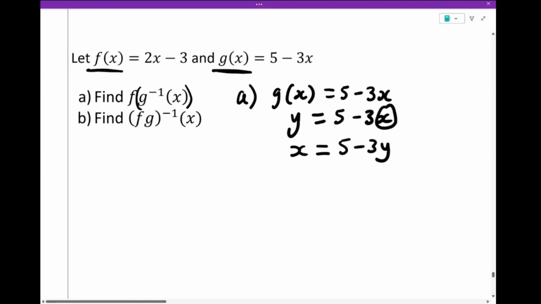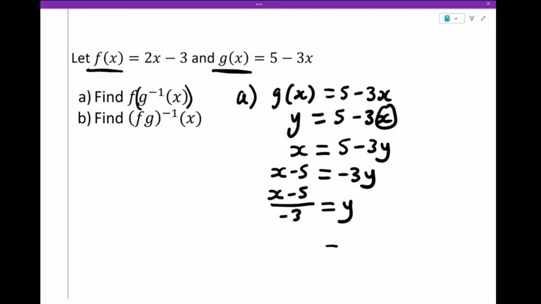Now let's rearrange to make y the subject. I'm going to subtract 5 from both sides. So we would get x subtract 5 is equal to negative 3y. And then we're going to divide by negative 3. So we get y is equal to x take 5 over negative 3. Because the denominator is negative, I can put that negative sign to the front of my fraction. So we'd have negative x subtract 5 over 3, because a positive divided by negative gives us a negative. And then replace the y with our inverse function notation, so inverse of g of x, like that.